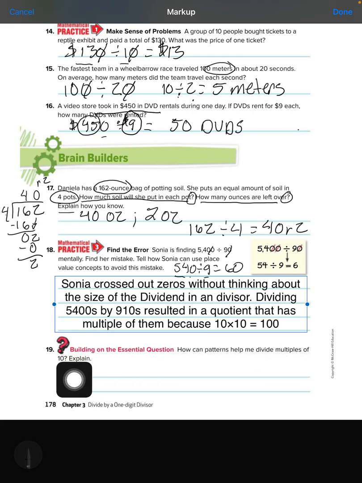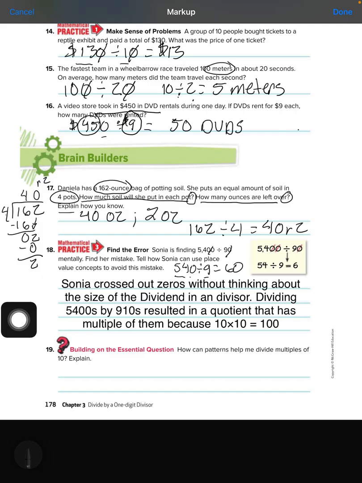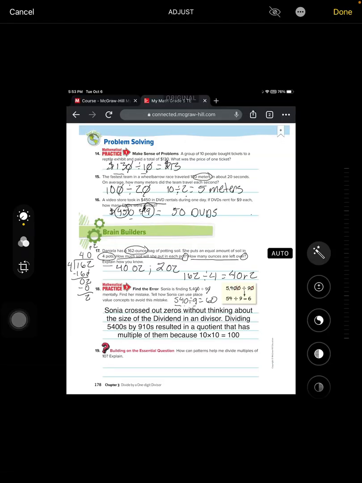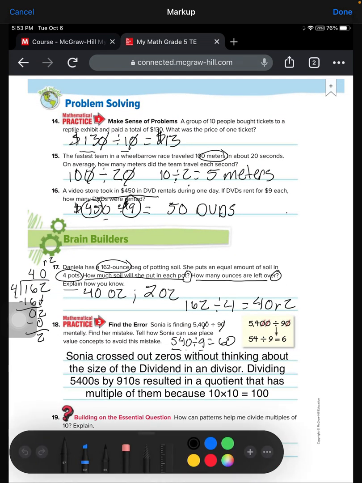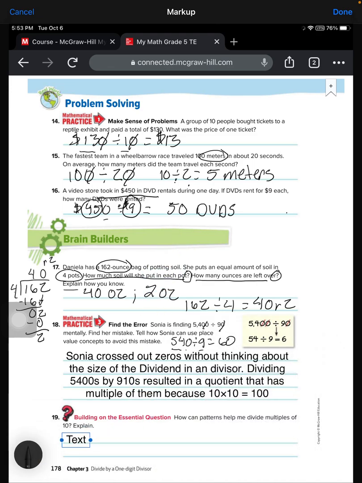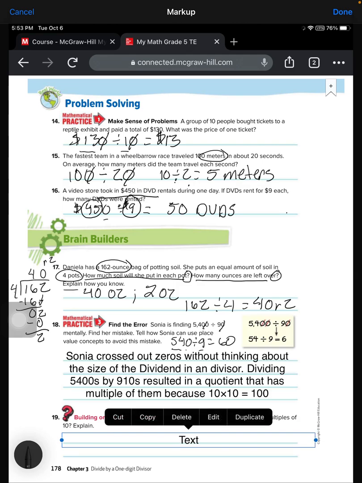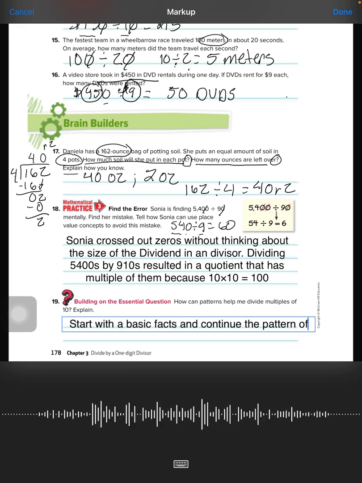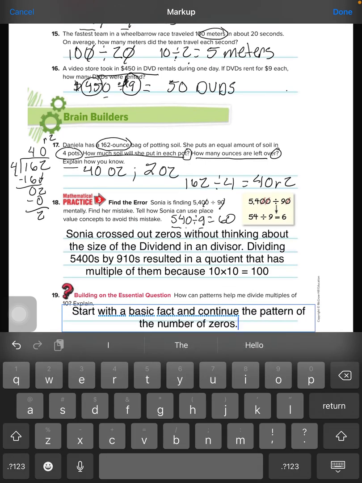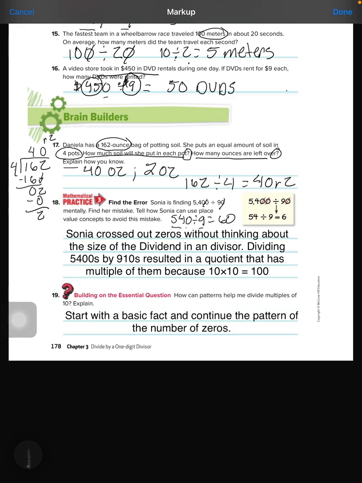How can patterns help me divide multiples of 10? Ooh, I'm going to put another one of these in here. That's going to be so fun. Helps if I push the right buttons, huh, guys? Okay, come over here to this plus button. You find the text button. Bring the text button down here. And then what's really cool about this is you can tap it and hit edit, and then hit your microphone. Period. There we go.